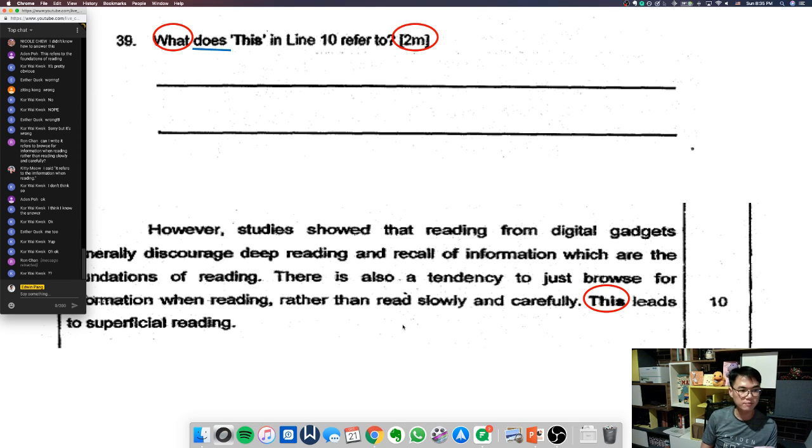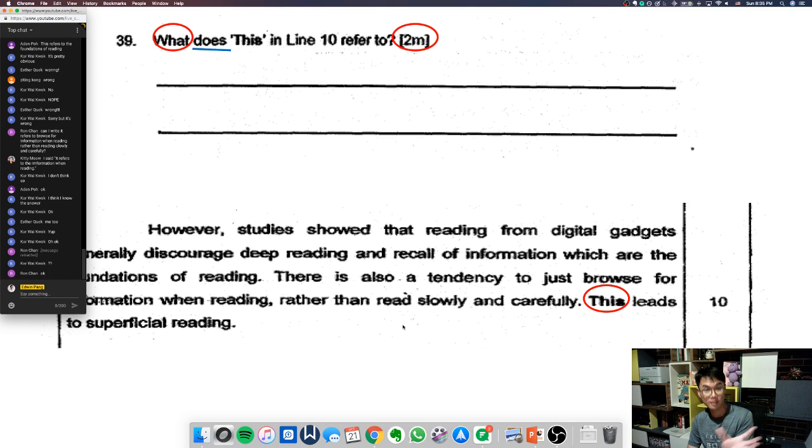The word tendency means habit. There's a habit of just browsing for information when reading, rather than reading slowly and carefully. So the word tendency refers to something that you do habitually, like a habit. You keep doing it again and again. That's a good question. Tendency has the meaning of a habit, or something that's done habitually or regularly.